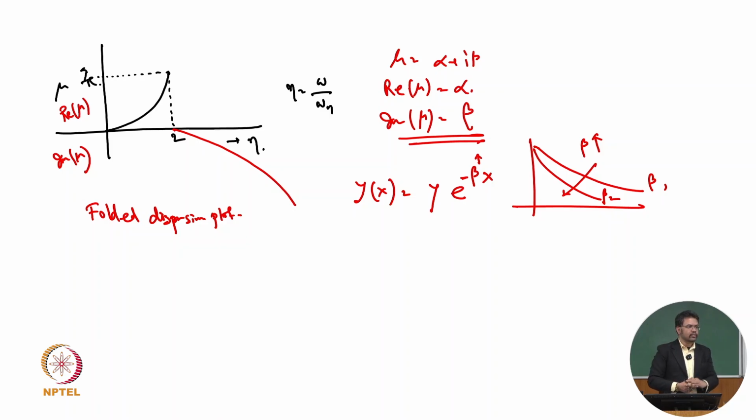Got it? Think very similarly to damped vibration. If your damping increased, what will happen? You will get faster decay in the time domain: higher damping, faster decay in time; higher beta, faster dissipation in the spatial domain. Got it? Clear?